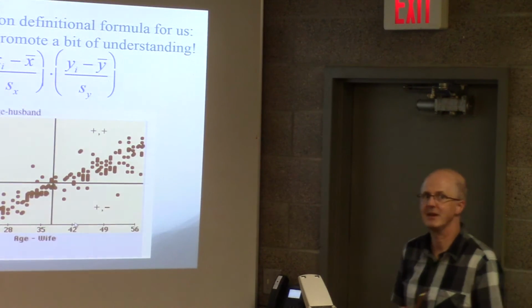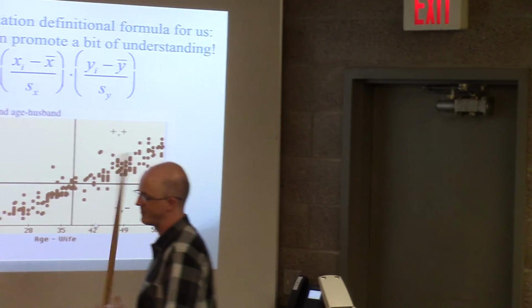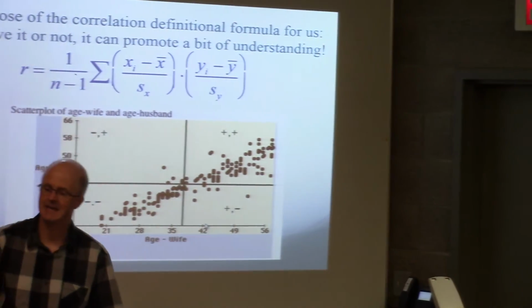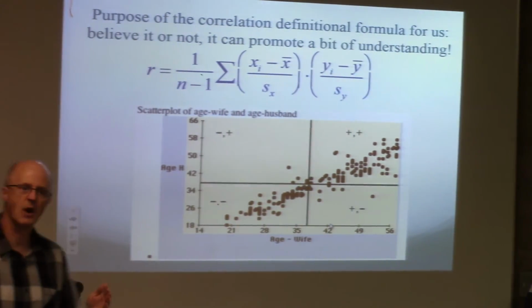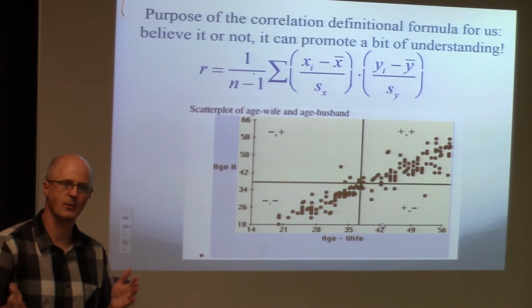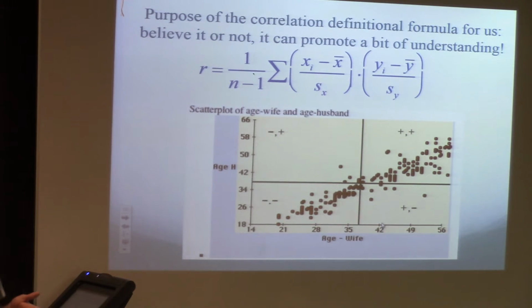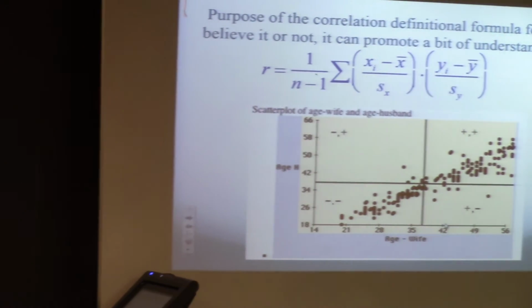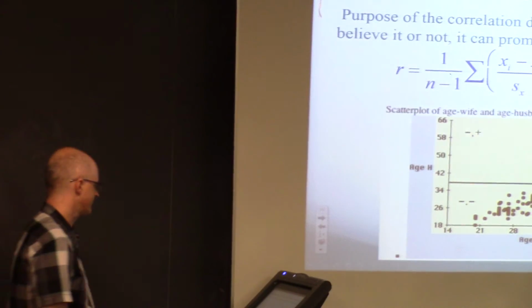That's the main benefit of this formula for us. It can promote that little bit of understanding. It's not enough to know that the correlation is definitely between -1 and 1. But it helps you see why it's positive in some cases and negative in other cases.